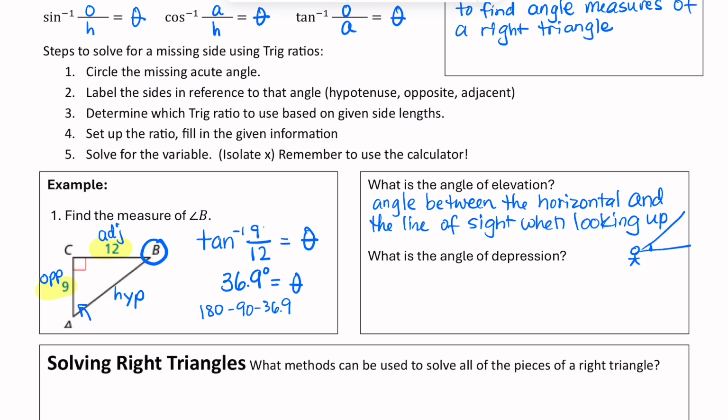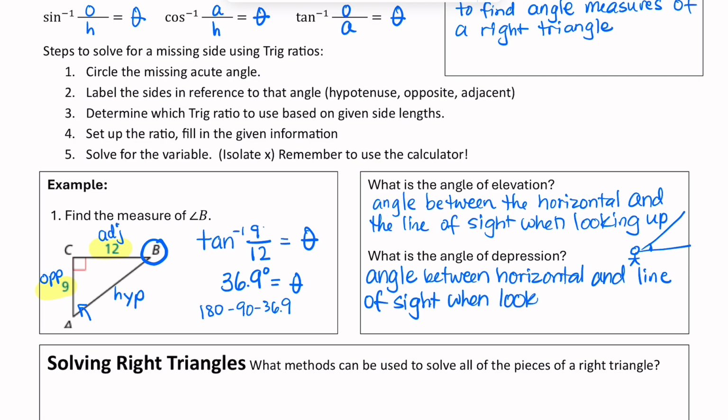The angle of depression is the angle between the horizontal and the line of sight when looking down. So if you have a little person and here's your horizontal, it's still coming straight out, but instead of the line going up, it's going to come down. So that's the angle of depression.